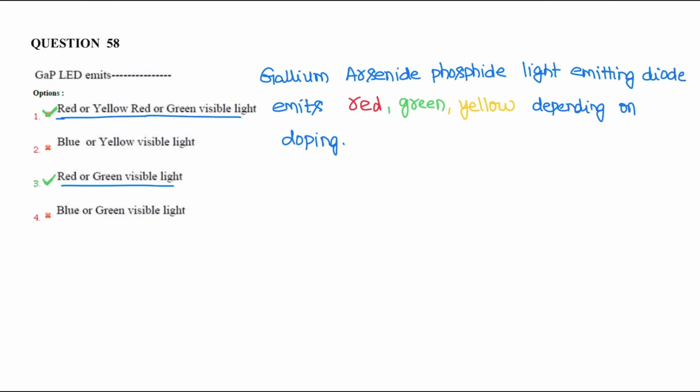Question number 58. Gallium arsenide phosphide LED emits red color light, green color light and yellow color light depending upon the doping. Therefore the correct answer is option 1 and option 3. Red, yellow, or red, green visible light.